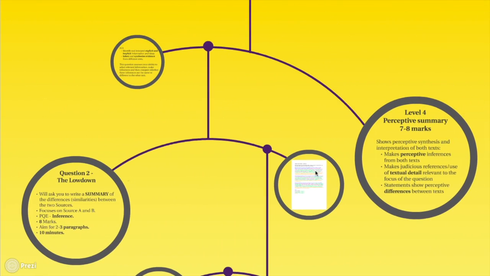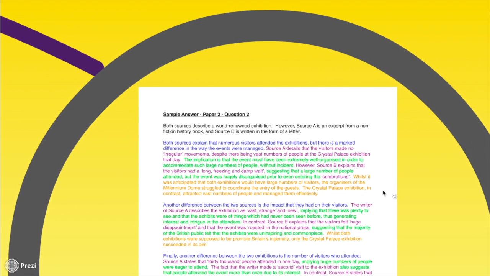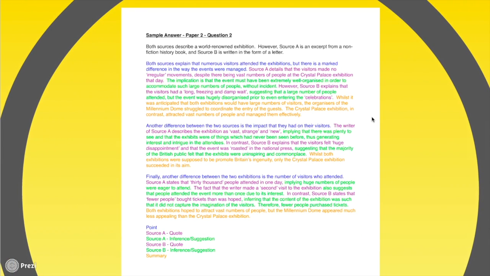Okay, so I'm hoping that you've had a go at that question now. What you can see is this sample answer here. Oh, just zoom in for you. There we go. All right, so as you can see, I started my answer with the general comment that I advised you to do. So both sources describe a world-renowned exhibition. However, source A is an excerpt from a non-fiction history book and source B is written in the form of a letter. Okay, and then you can see that I've written 3 paragraphs based on the paragraph flowchart that I provided you with.